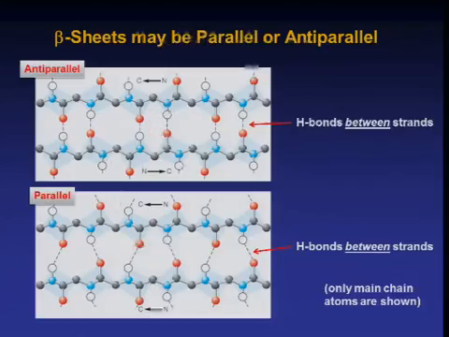All right, so beta sheets, if they have multiple strands coming together and hydrogen bonds within the strands, there are 2 ways in which that can occur. The first is anti-parallel. When we talk about a polypeptide chain or a portion of that chain, does it have an orientation to it?